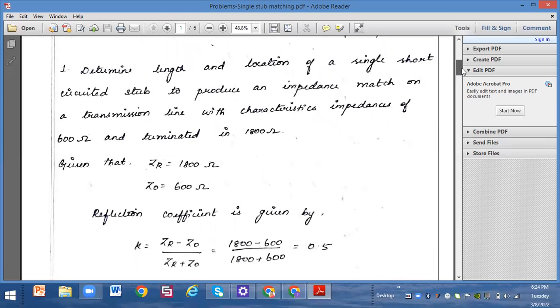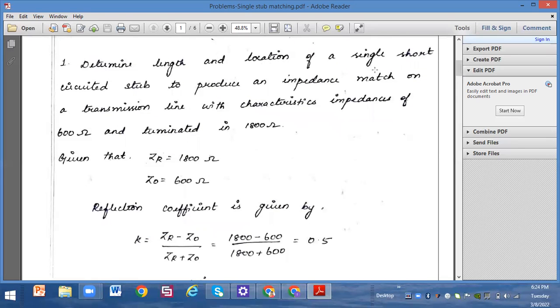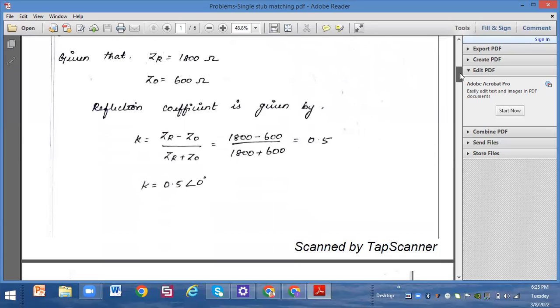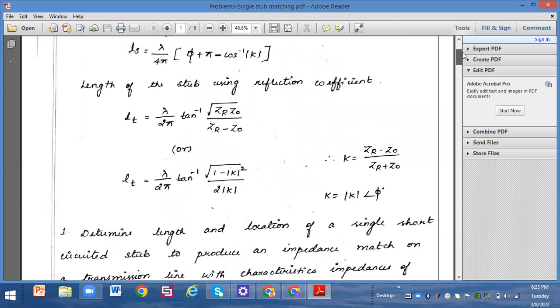The first problem is: determine the length and location of a single short-circuited stub to produce an impedance match on a transmission line with characteristic impedance of 600 ohm and terminated in 1800 ohm. They have given the characteristic impedance as 600 ohm and the load impedance as 1800 ohm. The load impedance is denoted by ZR and the characteristic impedance by Z0. In the question, they have asked you to find the length as well as the location of the single short-circuited stub.